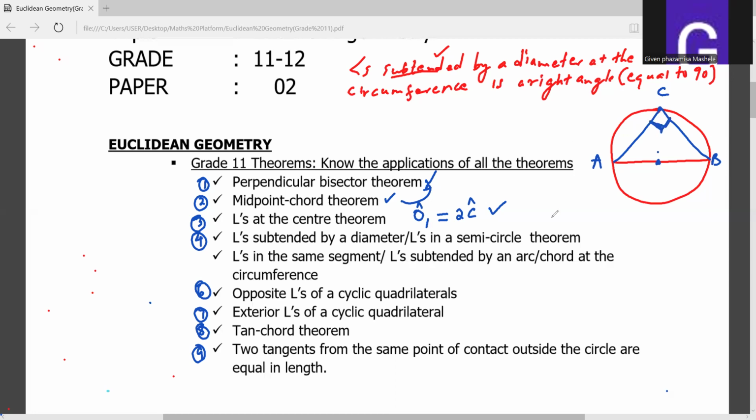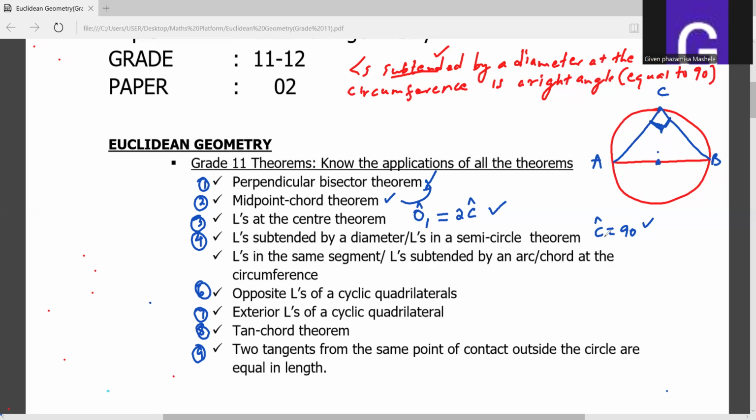So the angle that is subtended by a diameter is always equal to 90 degrees. It is equal to 90 degrees if AB is a diameter. So it's very important to understand that. Angle subtended by a diameter is a right angle.